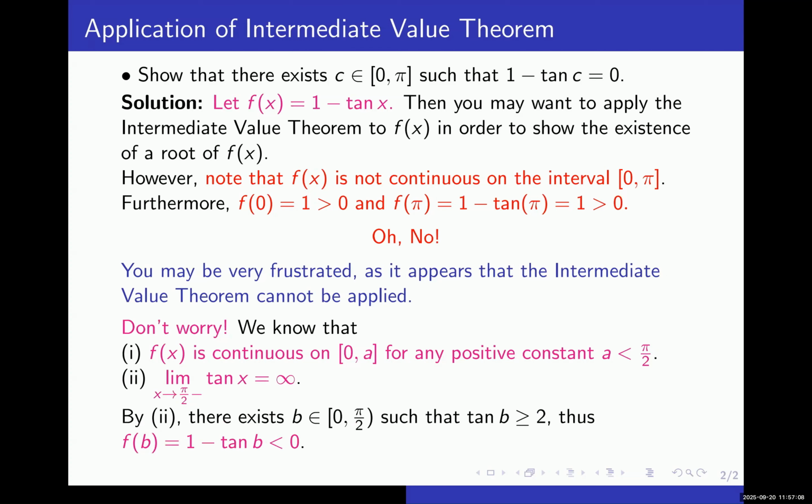So by part 2, we can find some number b between 0 and pi over 2 such that tangent b is greater than or equal to 2. Actually much bigger than that, but anyway, at least 2. So we can say that f(b) is equal to 1 minus tangent b, and because tangent b is greater than or equal to 2, this is negative. We have the information f(0) is equal to 1, which is positive, and f(b) is negative.